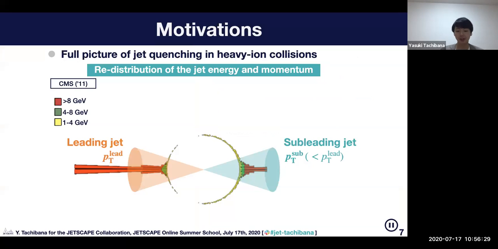And also, actually, we need the medium response contribution to have the full picture of jet quenching in heavy ion collisions. For example, how the jet energy and momentum are redistributed in the final state in heavy ion collisions. Here, I have the transverse momentum distribution in the transverse plane. This is measured by CMS, and here what we see is a dijet event.